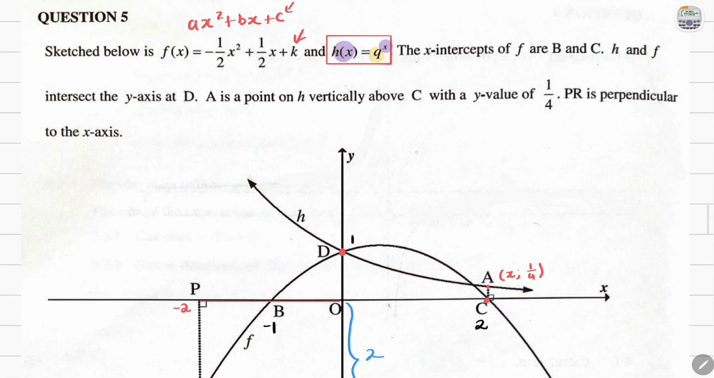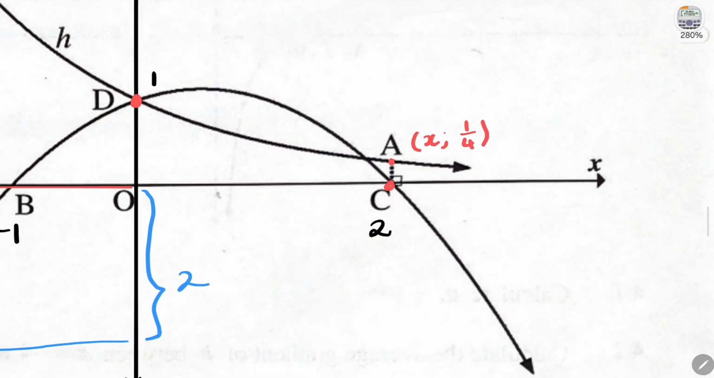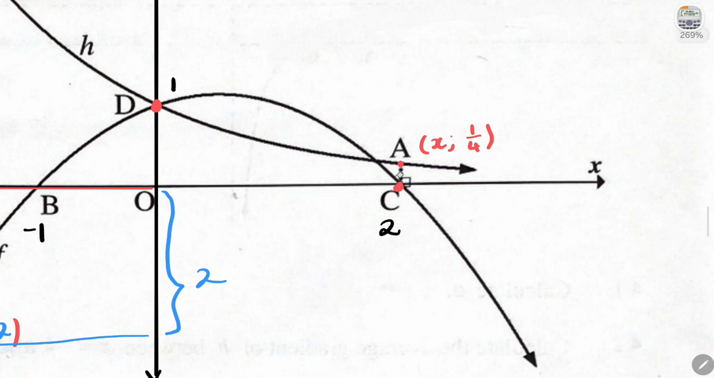So here's the thing about that. It's not going to be very helpful because if you say the y value is 1 and the x value is 0, well, you just get 1 equals 1. So it doesn't help you find q. Okay, so look at what we can use. We can use this point A. It's vertically above C. So since it is vertically above C, it means that they share the same x value. See, that x value is 2. This x value will also be 2. They only have a different y value. This has a y value of 1/4. This has a y value of 0.